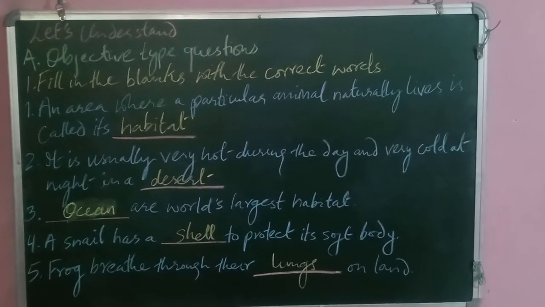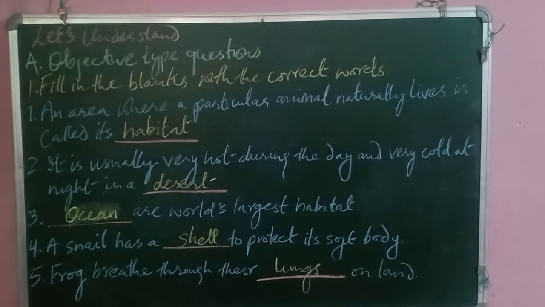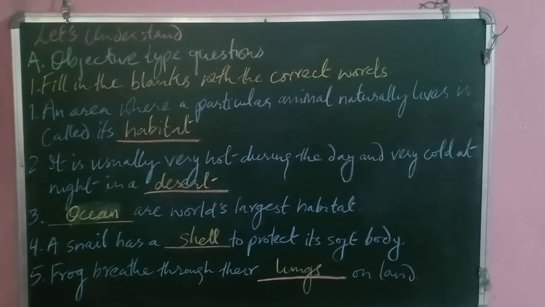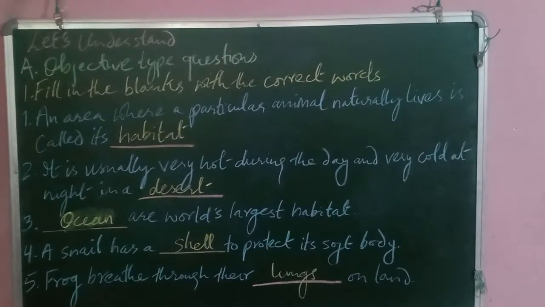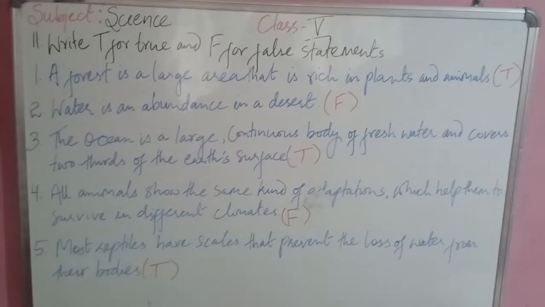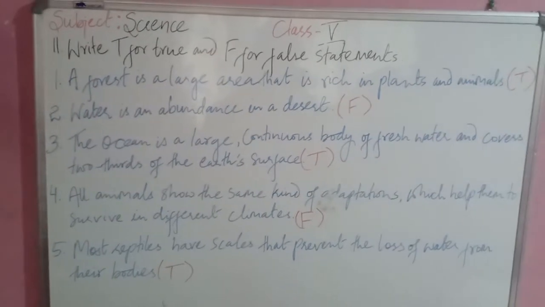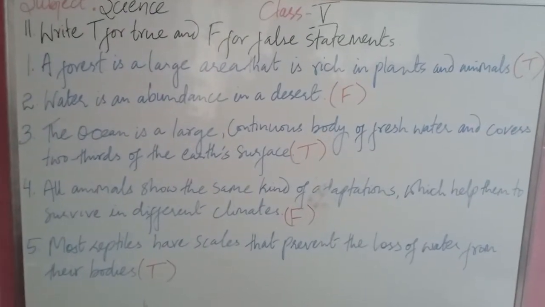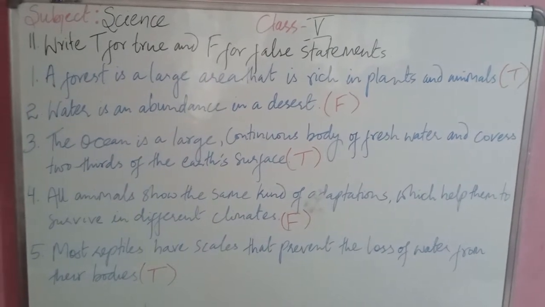Number 4, a snail has a shell to protect its soft body. Number 5, frogs breathe through their lungs on land. So the next question we have is, write T for true and F for false statement. So the first question is, a forest is a large area that is rich in plants and animals. It is a true statement.